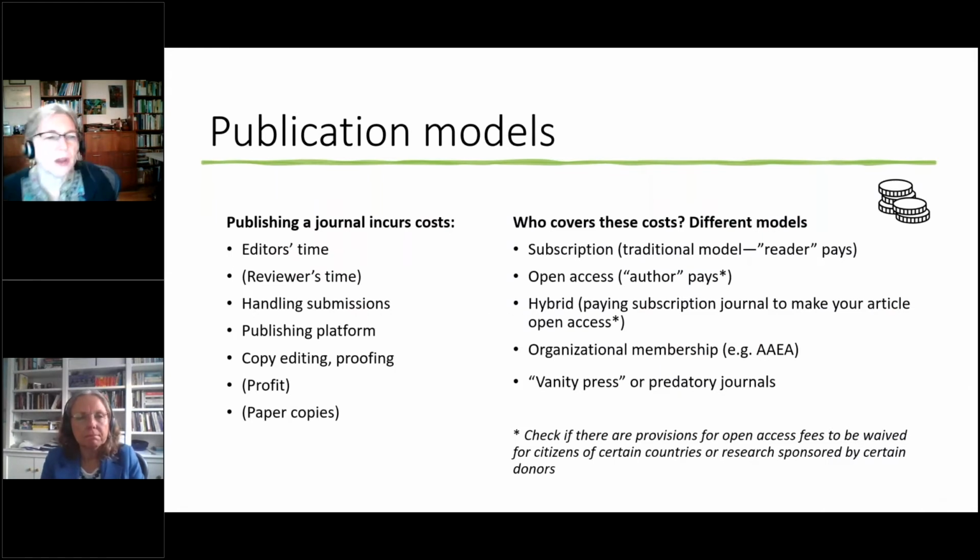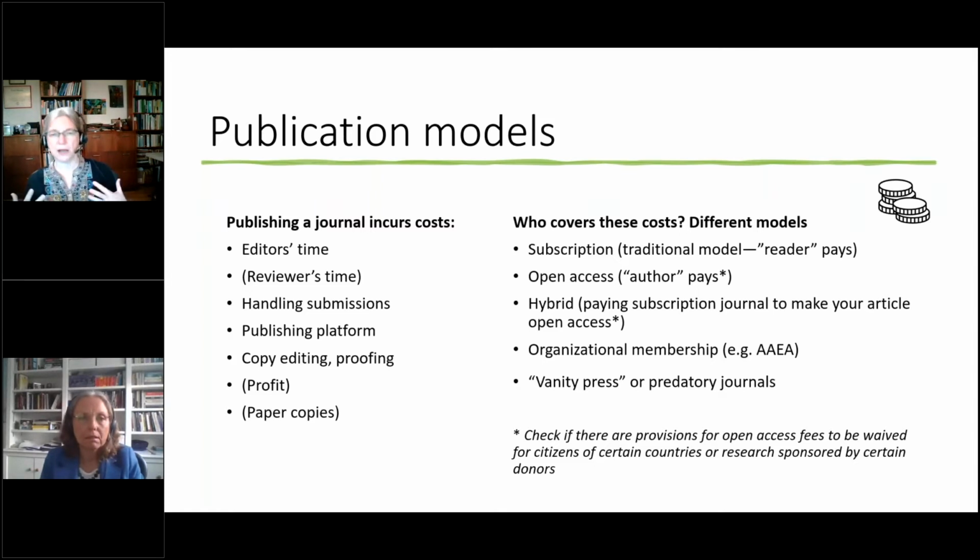I'm going to talk a bit about publication models, because publishing a journal does incur real costs. There's the editor's time. There's the reviewer's time, whether or not it's compensated, and it usually isn't. Then there's the process and the time of somebody who just handles the submission, the publishing platform, the software that's used for all of that, time in copy editing and proofing. Then there might be profit that the publisher wants, and if there are paper copies, there's a cost for that.